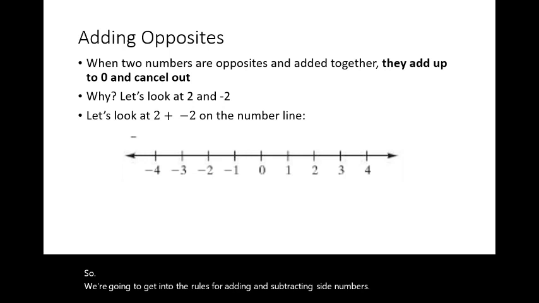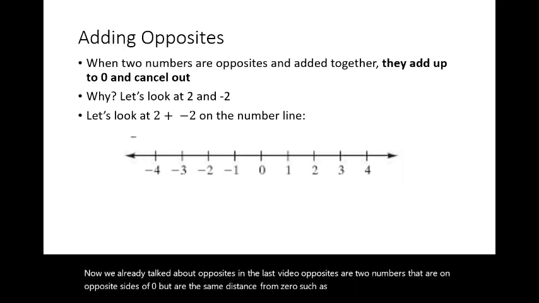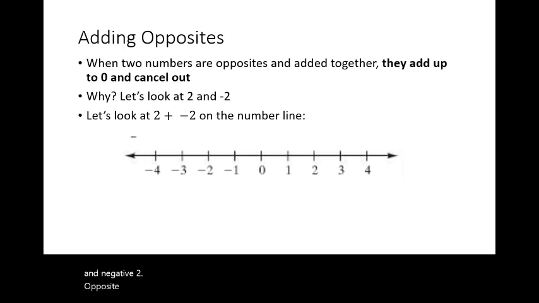Now, we already talked about opposites in the last video. Opposites are two numbers that are on opposite sides of 0 but are the same distance from 0, such as 1 and -1 or 2 and -2. Opposites always add up to 0. We said that in the last video, and I'm going to use a number line to show you why.